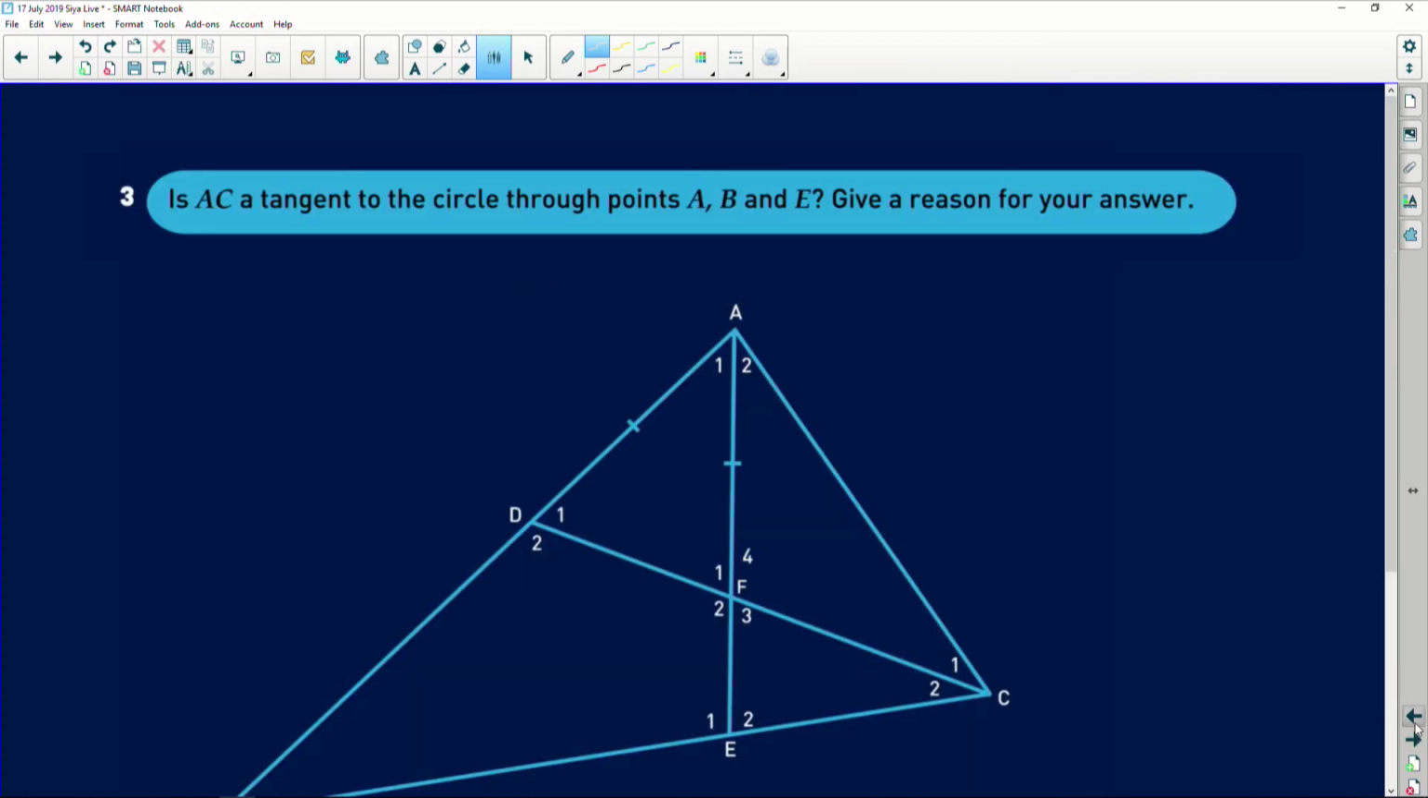Then let's look at the next question. The next question says, is AC a tangent to the circle through points A, B, and E? Give a reason for your answer. As soon as I see this, I'm thinking to myself, no, it's not a tangent. Why? Because there's no circle. But I'm kidding. That's not what you try to do.